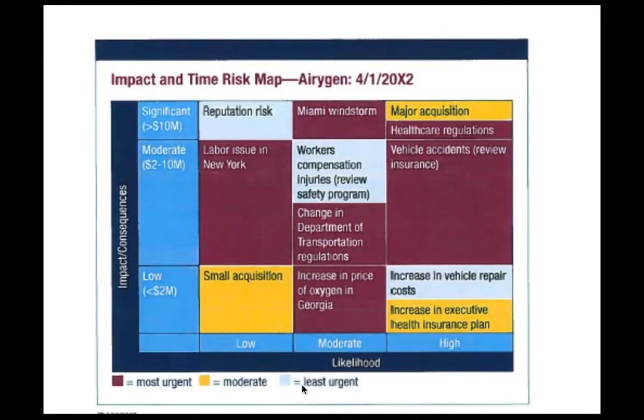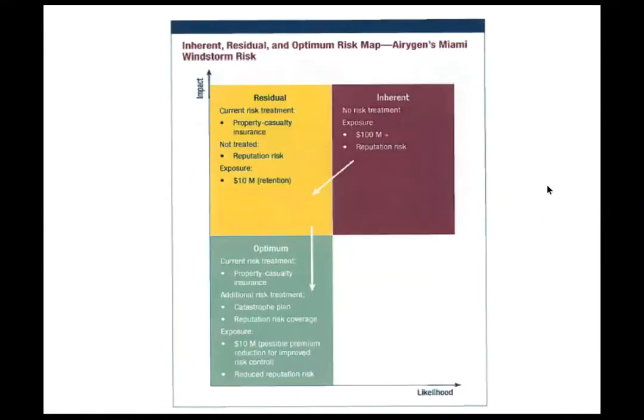And so least urgent is reputation risk in some of these, increase in vehicle repair costs, those types of things. You're not going to have to do much on the exam dealing with a map or heat map, or excuse me, risk map, but they will ask questions of what should be included on it. And then finally, this last slide that they show, figure 6.19 in the textbook, talks about how you would want to address these things.